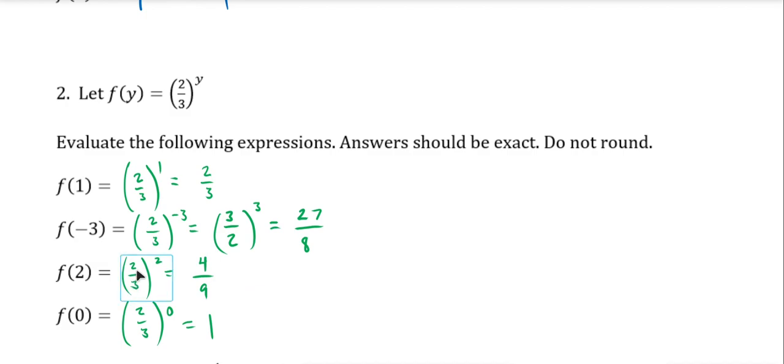Here, I'm doing the same thing. I'm taking and replacing the y with a 2, like this, which is what we're directed to do here by having a 2 in the parentheses. And then I want to square both the top and the bottom to get 4/9. Here I'm plugging a 0 into the exponent, and anything to the 0th power is 1. I should provide the caveat, of course, not everything. We should keep in mind that 0 to the 0th power is actually undefined.